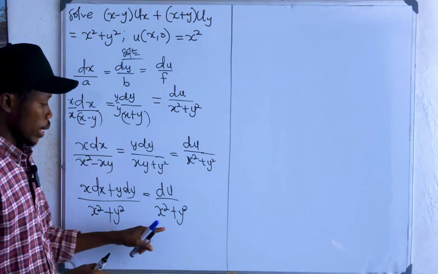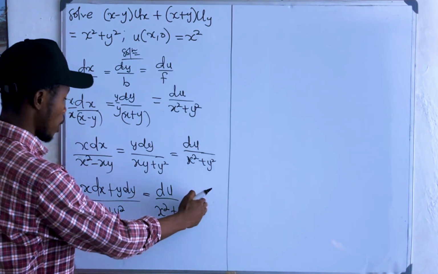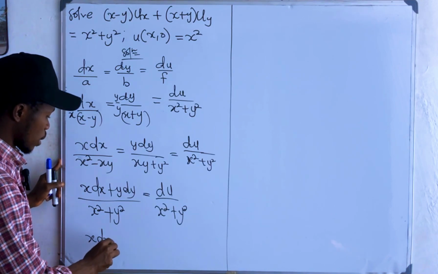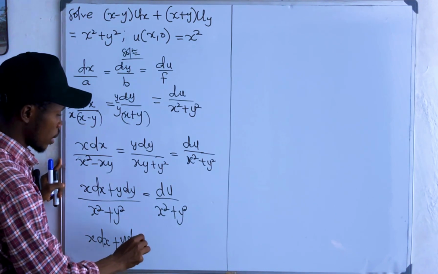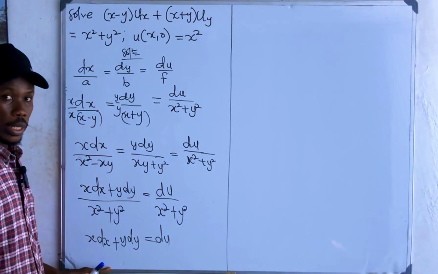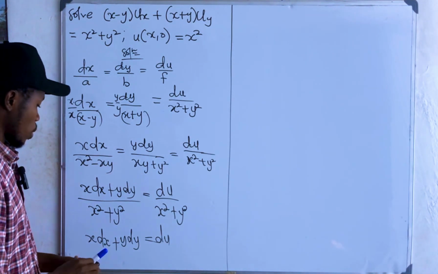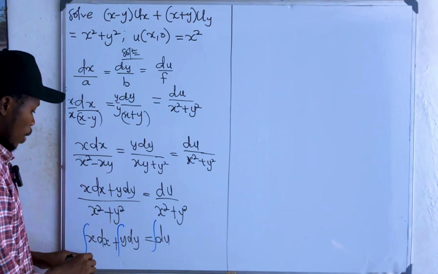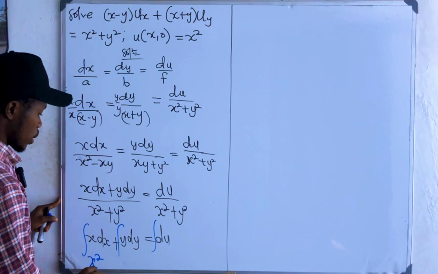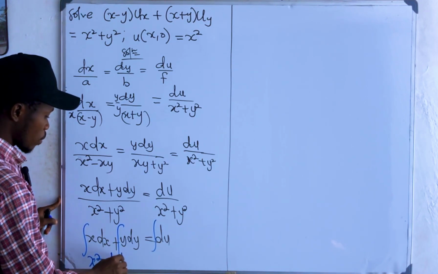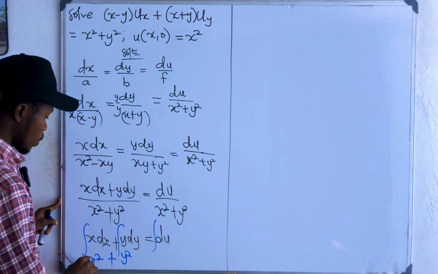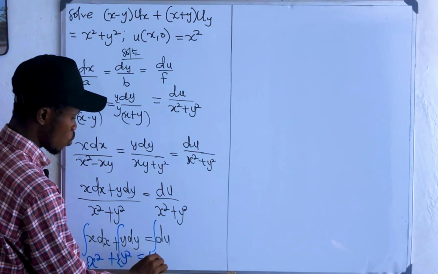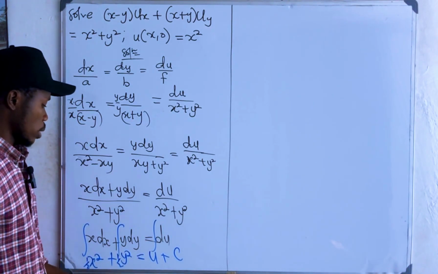Is that okay? You could see that this and this are the same. So if I multiply both sides by the LCM, you see that this and that will go, leaving x dx plus y dy equals du. It's easy to integrate this. If I integrate x, that gives me x squared. If I integrate y, that gives me y squared. Everything will be over 2, equals u plus, let's say, the constant c.